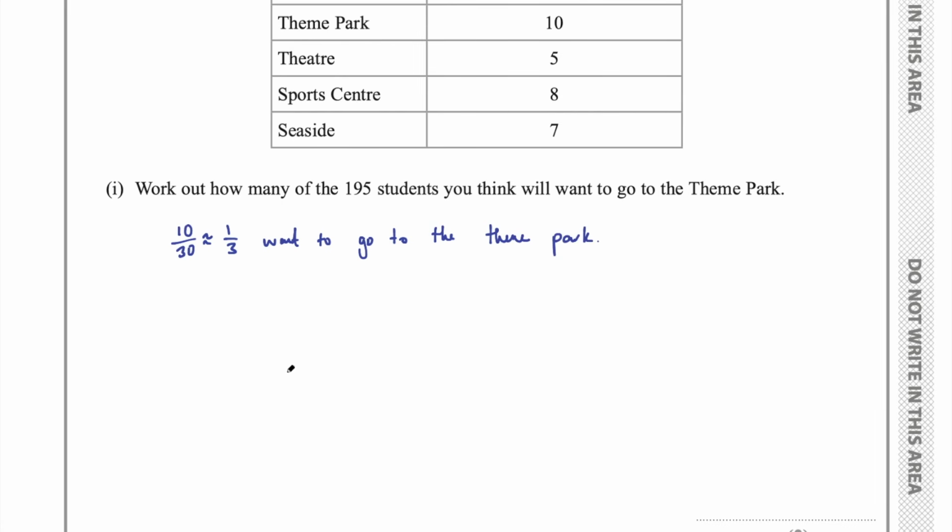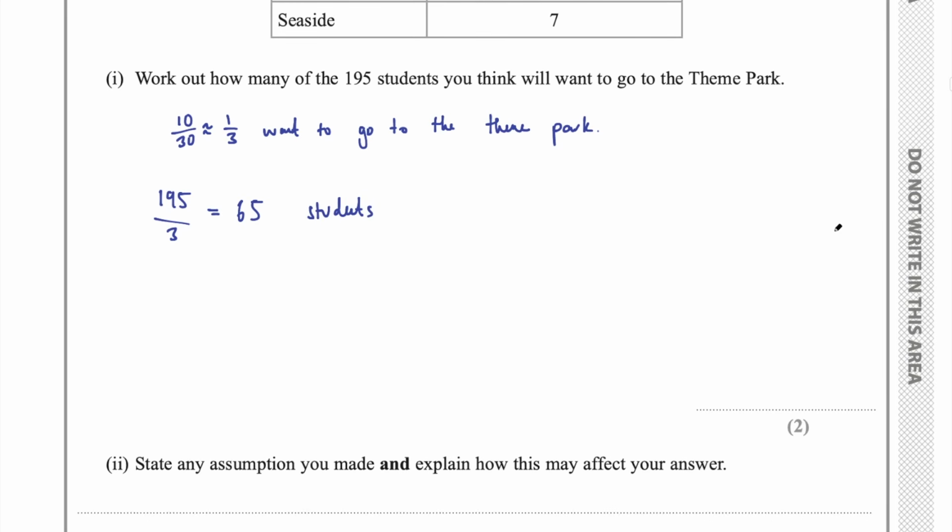So if we want to work out an estimate for the total number of students who want to go to the theme park, we can do 195 divided by 3. That's like 180 divided by 3. Anyways, you can use a calculator and you get 65 students out of the 195. So final answer there, 65.